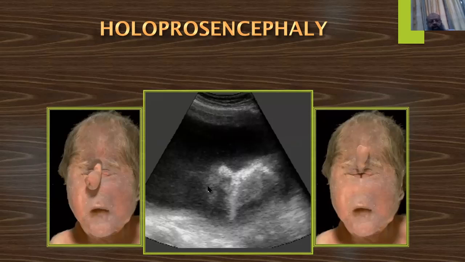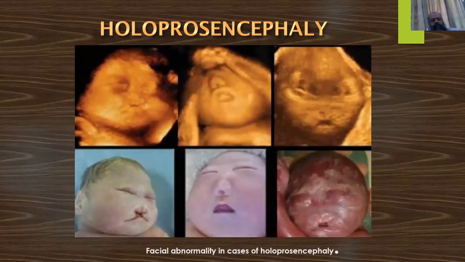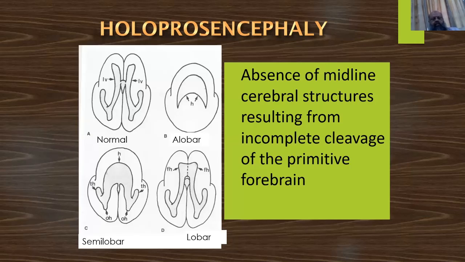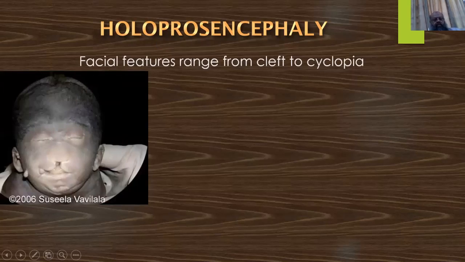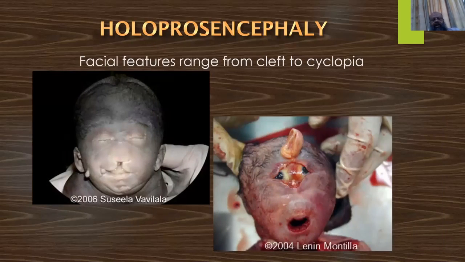This is the shape, how it appears. This is proboscis. Here it is, the single eye, nose is absent. These are different shapes. We can have cleft lip and cleft palate. This is the sonographic appearance in which there is fused thalamus. We can have a crescentic shape appearance of the cerebral structures. This is a single ventricle, crescentic in shape. It can appear like this.